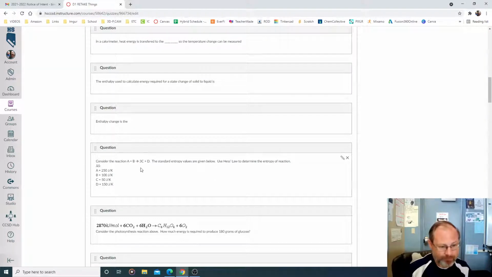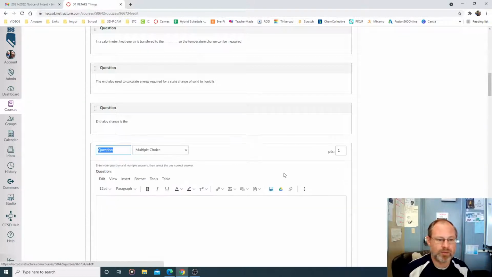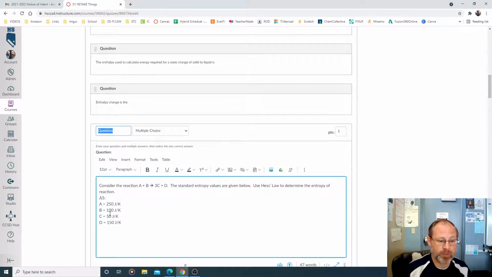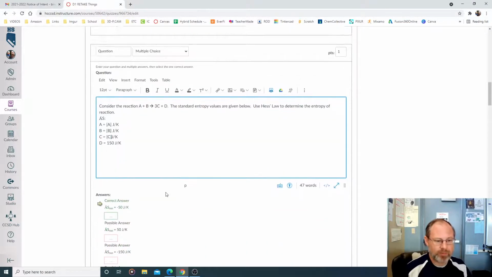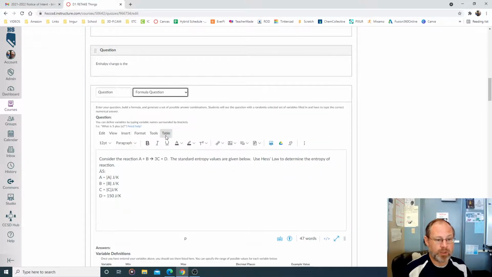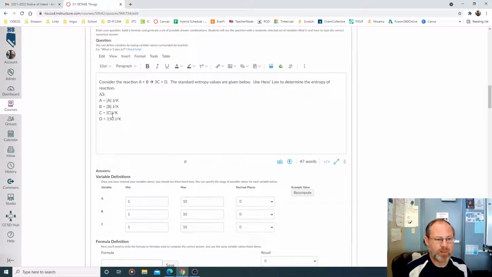Let's look at another one. This is the one that uses Hess's law. So we're going to determine entropy values by products minus reactants. Now we actually have 4 variables, 4 numbers that need to be put in. So the first one I'm going to call A. The second one I'm going to call B, bracket B bracket. Third one, bracket C bracket. And notice, oops, hold on. We need to set this to a new formula question. There we go. So I got A, B, C.